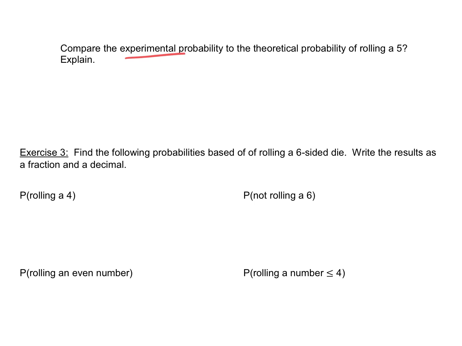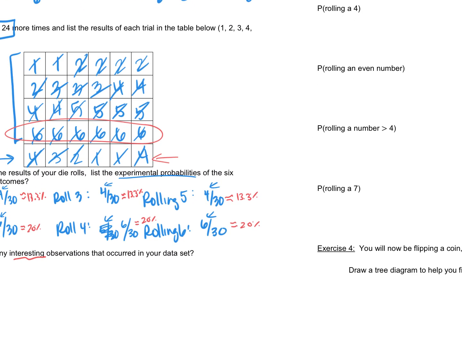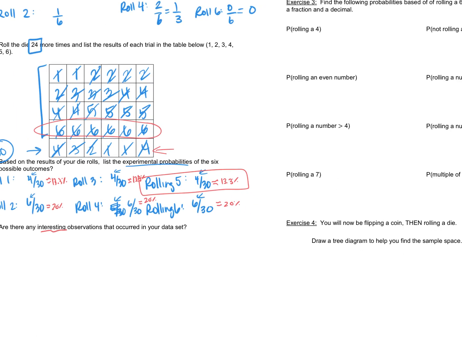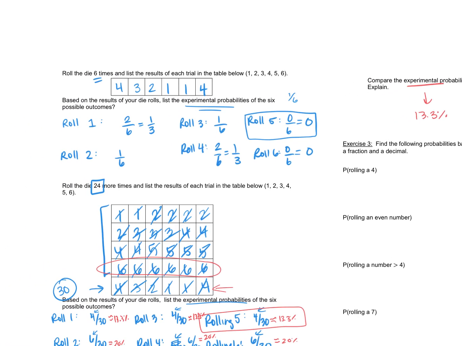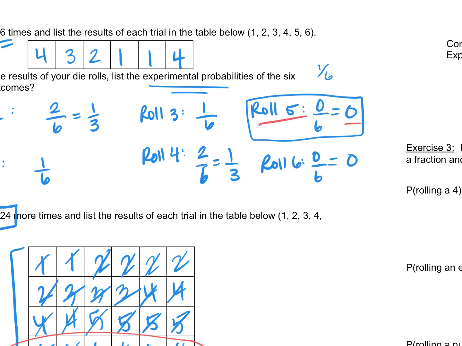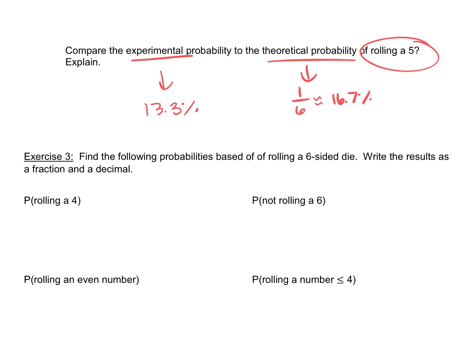And for this last part, comparing that experimental and theoretical probability of rolling a 5, well, the theoretical that we said was 1 out of 6, which is about that 16.7%. And then experimentally, when we look back at rolling a 5, we're close to it. We got about 13.3%. And that was much closer compared to when we did our initial 6, and we got the probability of rolling a 5 to be 0. So what we're noticing is that the more times that you perform an experiment, you're going to get closer and closer to its theoretical probability, which is that law of large numbers.